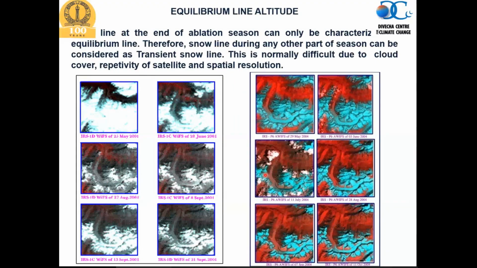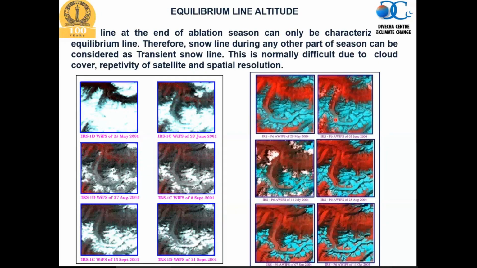It is the snow line. As summer progresses, snow will start melting. You can see year 2001. As summer progresses, the snow line will retreat, and ice will be exposed on the surface. You can see here, ice is exposed on the surface.